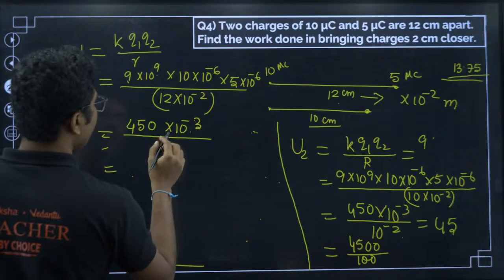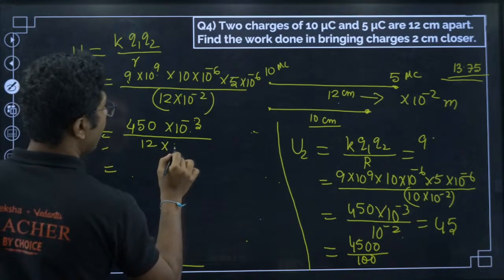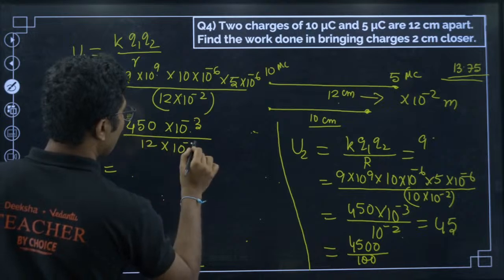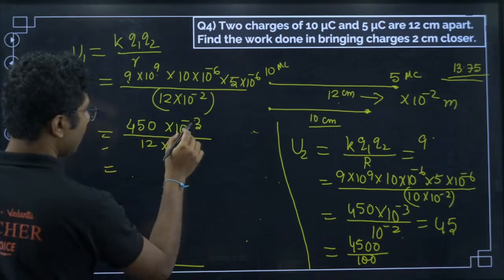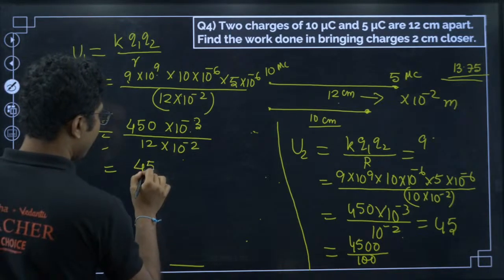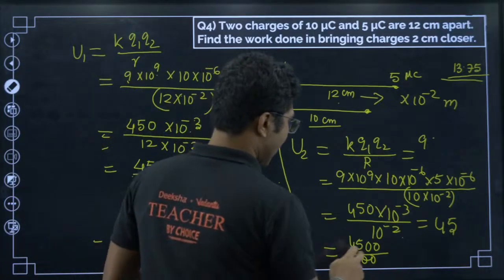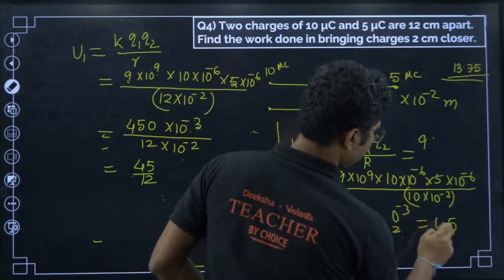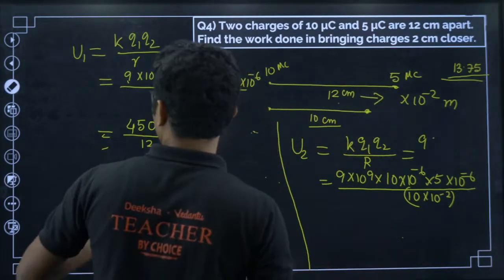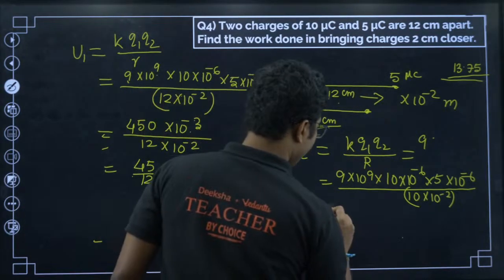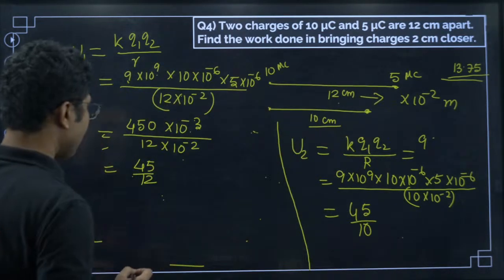So this will be 12 into 10 to the power of minus 2. So it will be 10 to the power of minus 2 minus 2. So 45 by 12, and here we will have 45 by 10. Okay, 45 by 12 and 45 by 10.